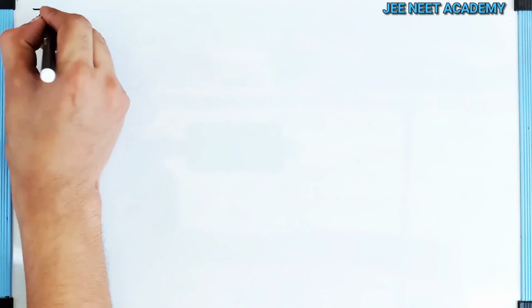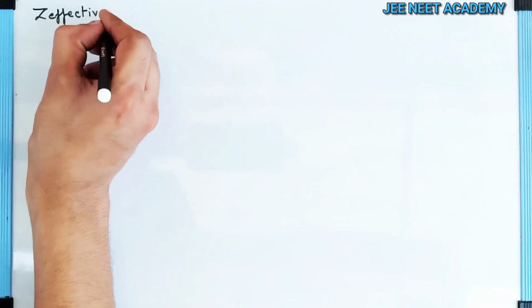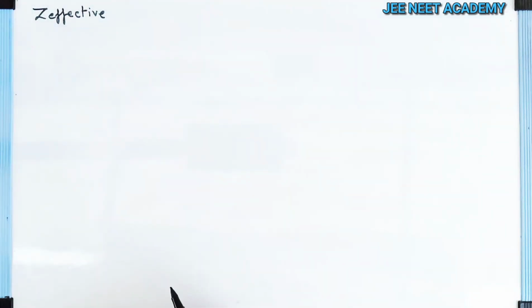In the last video we completed finding the period and block group of an element. Now in this video we'll start with the Z effective and the shielding effect. So, Z effective. The definition for Z effective is effective nuclear charge. In one line, if you want to understand the definition of Z effective, it is the effective nuclear charge on the outermost electron.